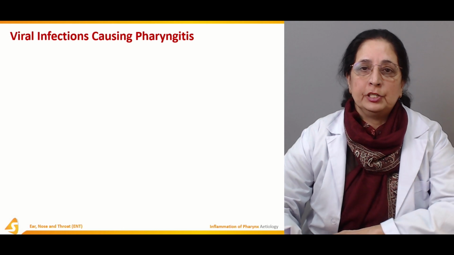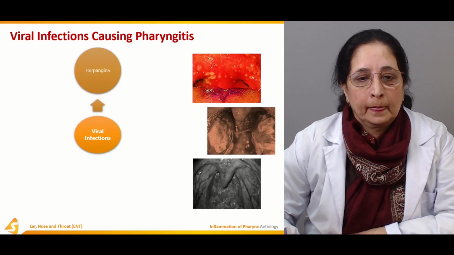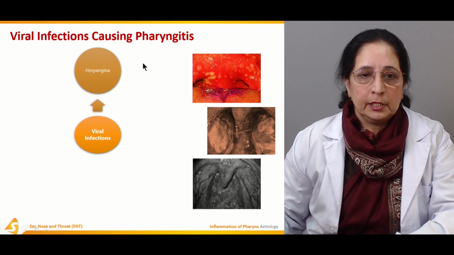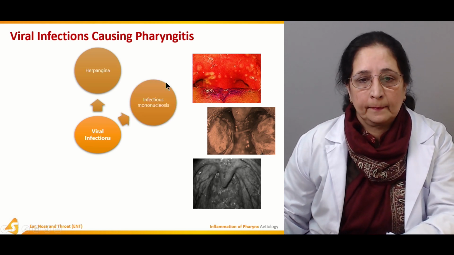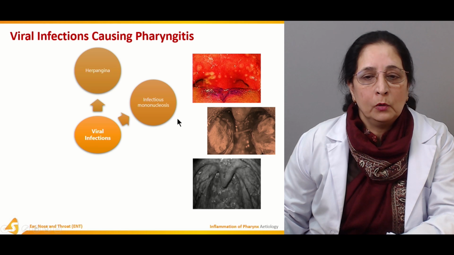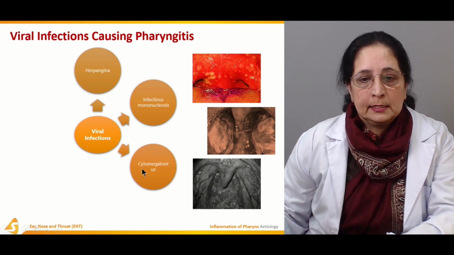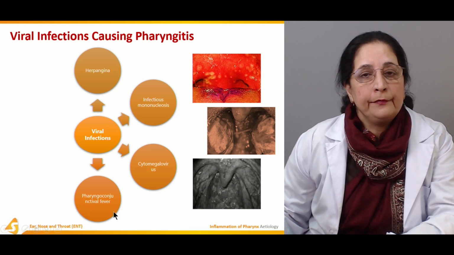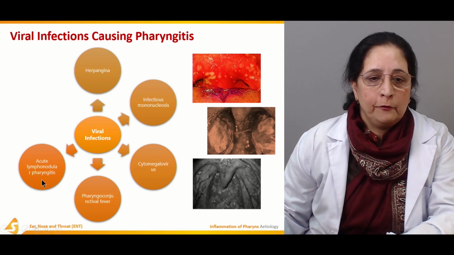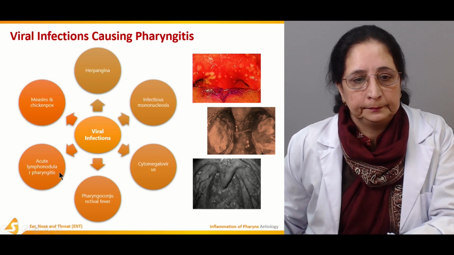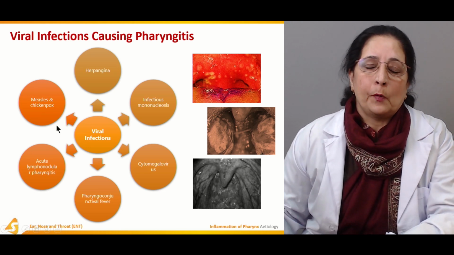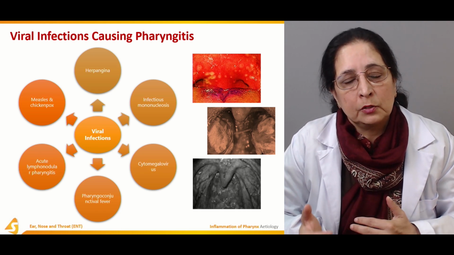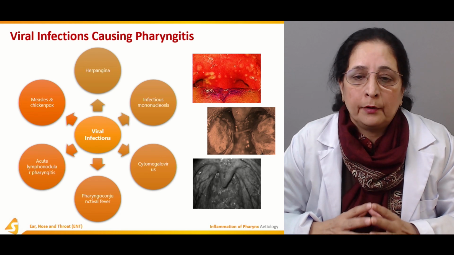So viral infections causing pharyngitis. We have herpangina. Herpangina is a viral infection that can cause pharyngitis. Infectious mononucleosis, cytomegalovirus, pharyngoconjunctival fever, acute lymphonodular pharyngitis, and then measles and chicken pox. All these are the different viral infections that can cause also inflammation of the pharynx or pharyngitis.